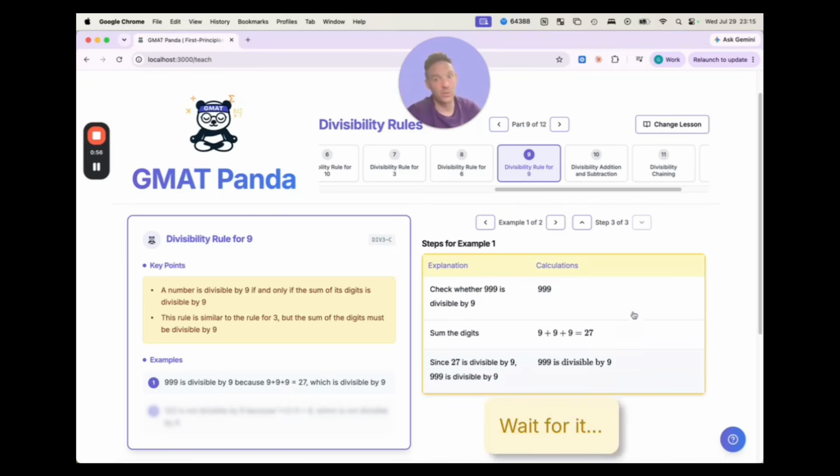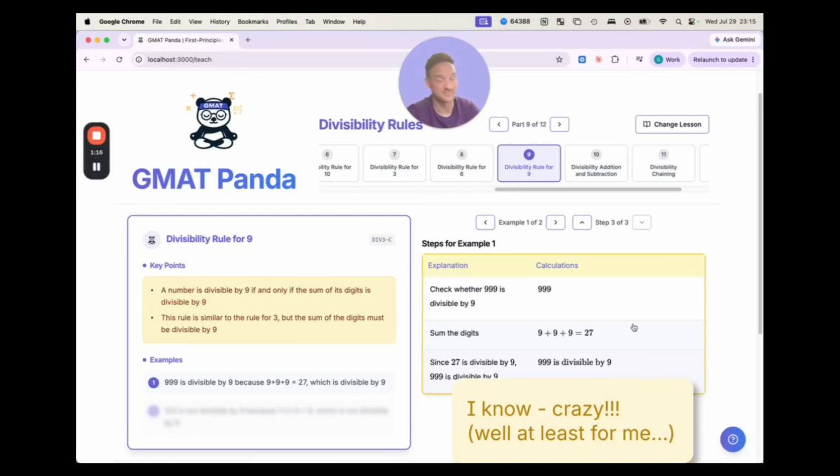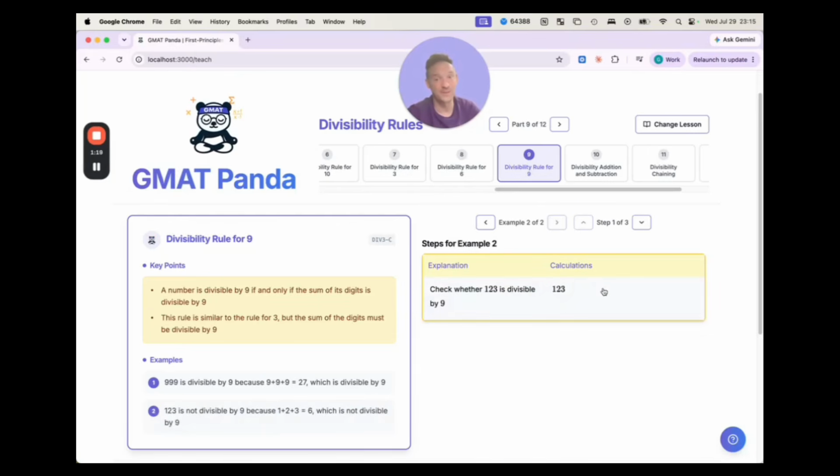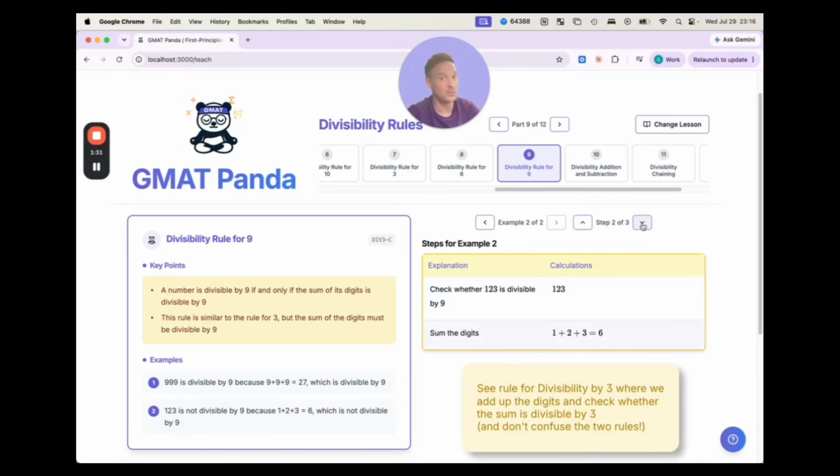Now, when we're adding up these digits, so 9 plus 9 plus 9, and we get 27, we can actually do that trick again. So 27, we could just add up the 2 and the 7 to get 9, and 9 is divisible by 9, and therefore the whole number will be divisible by 9. Let's take another example, 123. In this case, 1 plus 2 plus 3 equals 6. That is not divisible by 9. It is divisible by 3, but not by 9.